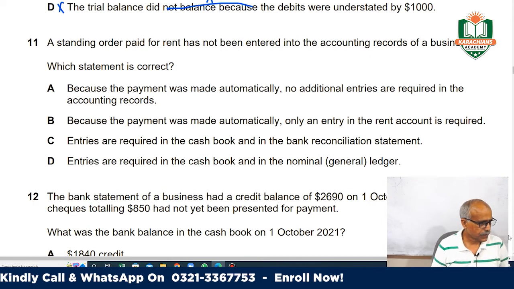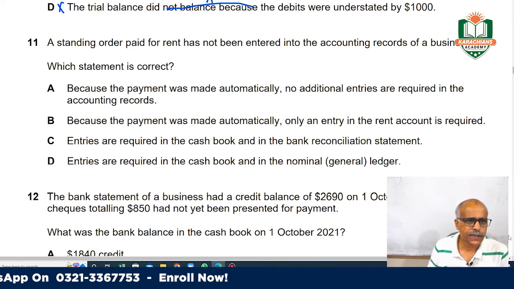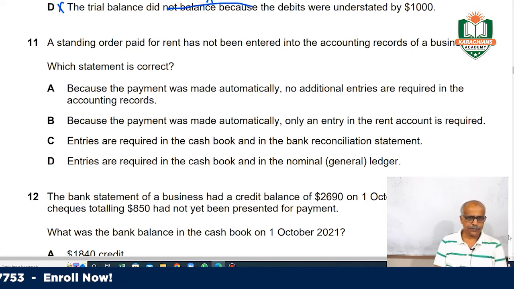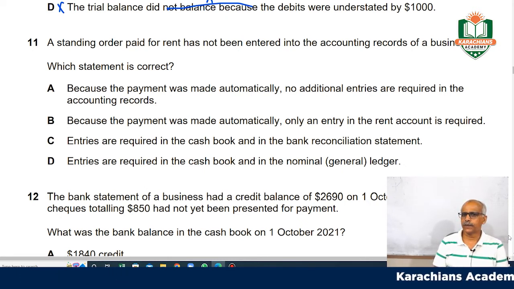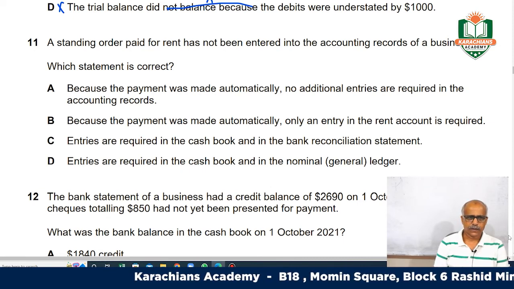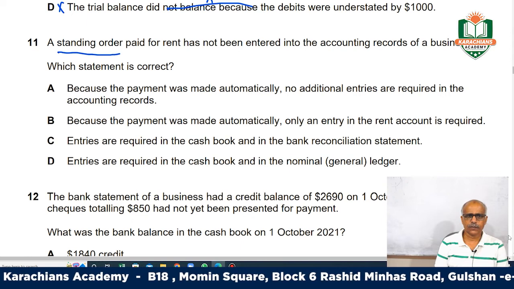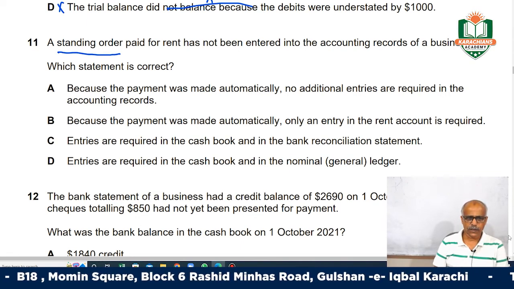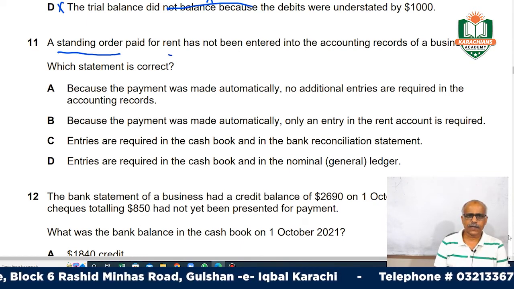Okay, what does question 11 say? A standing order paid for rent has not been entered into the accounting records of a business. First of all, you should understand what is meant by standing order. Okay, which statement is correct?